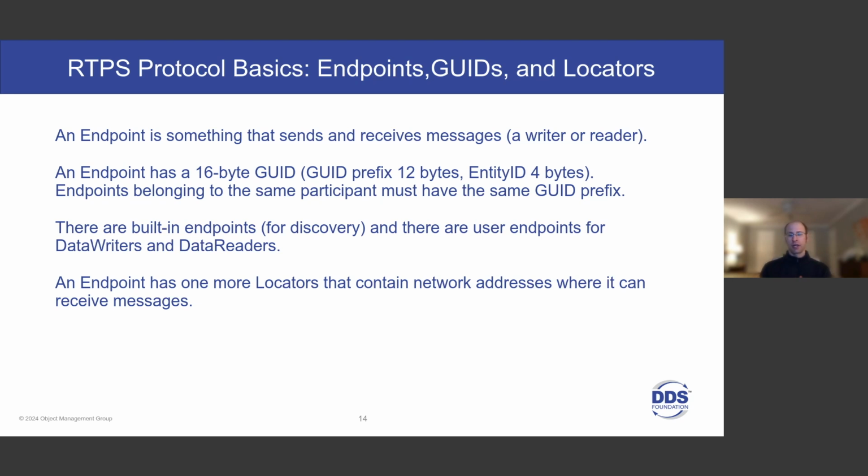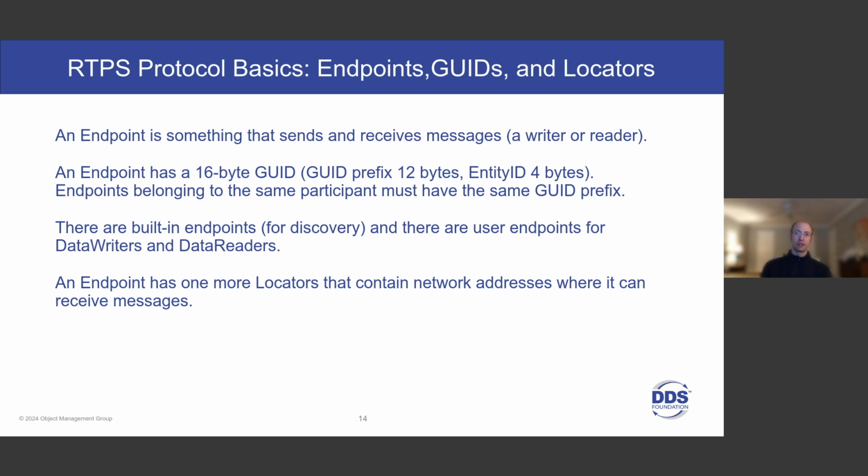Each endpoint has a 16-byte GUID, global unique identifier. The first 12 bytes of that are what's called the GUID prefix, and the last 4 bytes are called the entity ID. So endpoints belonging to the same participant must have the same GUID prefix. How is a GUID prefix made unique? Typically, vendors have a vendor ID, which we'll talk a little bit about later. Usually that's incorporated into the GUID somehow, and then from there, the vendor can come up with whatever scheme they want to make their GUIDs unique.